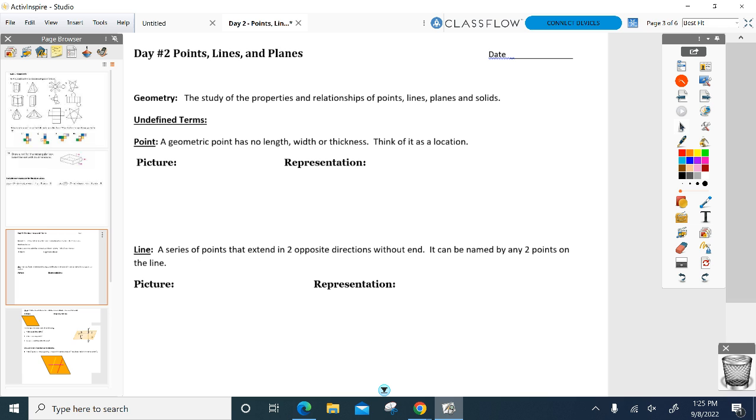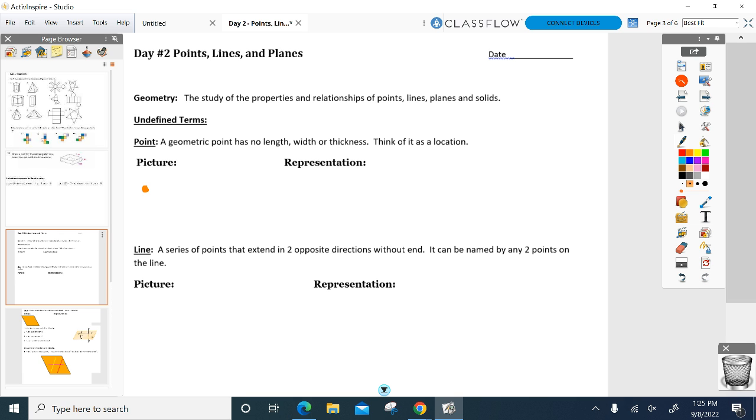Do I care that you know, like for the first one, a point is a geometric point, has no length, width, or thickness? Think of it as a location. No, that's a waste of time. Can you draw it? Can you label it? That's what I want. All right, so let's talk about that first one. Everyone has seen a point before, so let's get a picture of it first. There you go, there's a point.